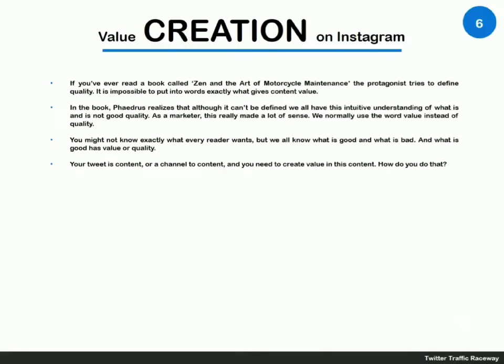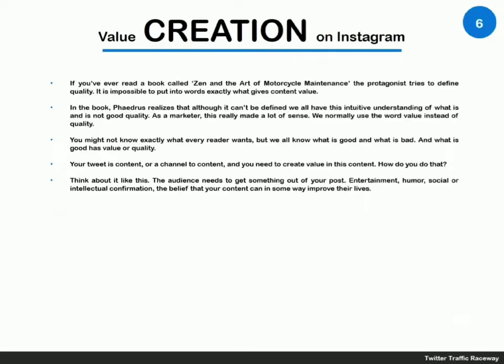Your tweet is content, or a channel to content, and you need to create value in this content. How do you do that? Think about it like this. The audience needs to get something out of your post. Entertainment, humor, social or intellectual confirmation, the belief that your content can in some way improve their lives. Thinking about the value of every tweet you post is a step in the right direction. There is no right or wrong way to go about value creation.